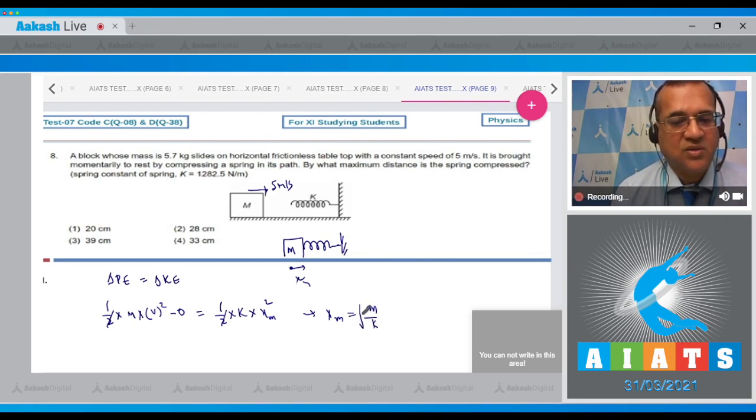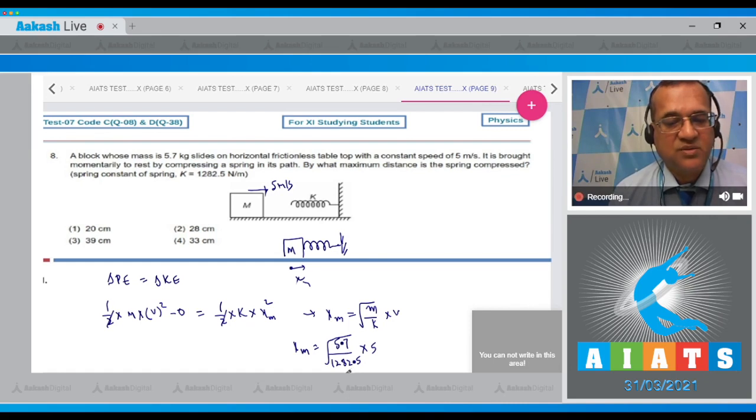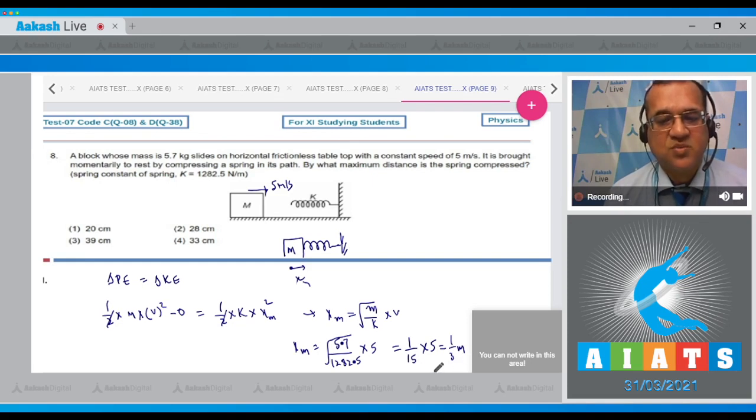root of m by k into the velocity. So xm is equal to root of m by k times v. The mass of the block is 5.7 and the k was given 1282.5, root, multiplied with the velocity 5, and this cancels with 2 to 5. So that is equal to 1 by 2 to 5, means 1 by 15, the root of this into 5. So 5 by 15 is 1 by 3 meter, which is 0.33 meter. So 33 centimeter is the correct option. So answer to this question is option number 4.